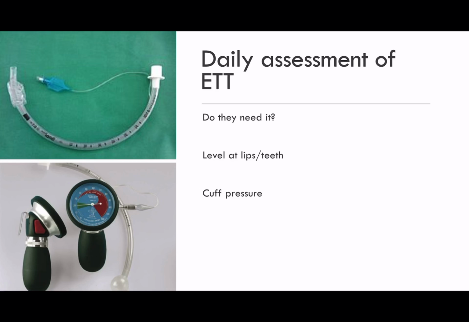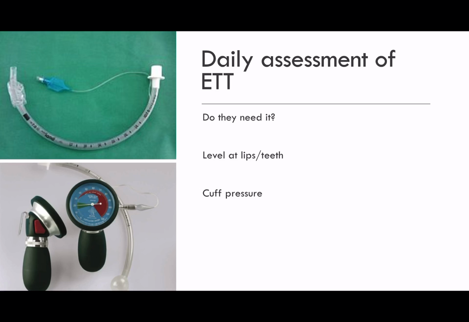Now, when you do your daily assessment of the patient, it's really important to go through it methodically. Throughout the series of videos that I'll be doing, I'll be going through the methodical management of each different aspect, starting off from airway, going to breathing, circulation, and so on. In terms of the daily assessment of the endotracheal tube, the question you need to ask yourself is whether they need it, what the level of the tube is at the lips and the teeth, and finally, what the cuff pressure is.